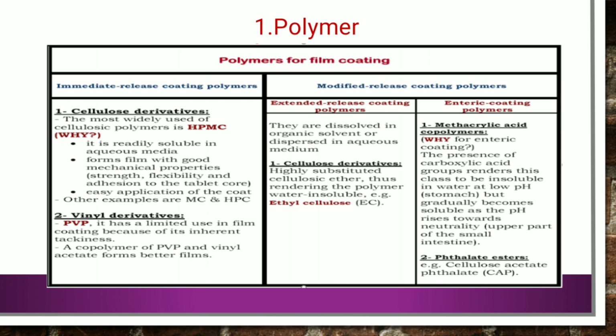So the presence of carboxylic acid group renders this class insoluble in water at the low pH of the stomach, but gradually increases solubility as the pH rises towards neutrality, that is in the small intestine. So it can be used for enteric coating polymers. Likewise, phthalate esters like that of cellulose acetate phthalate can be used again as enteric coating polymers.